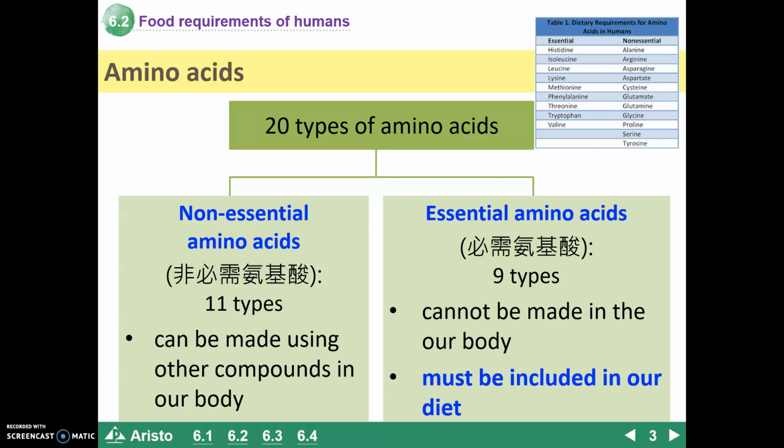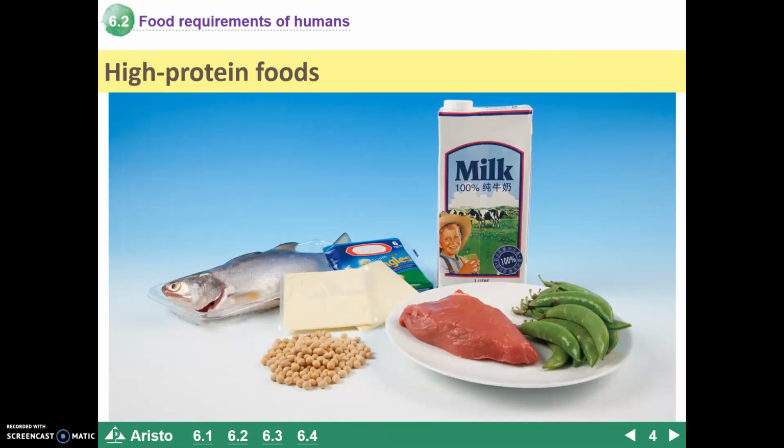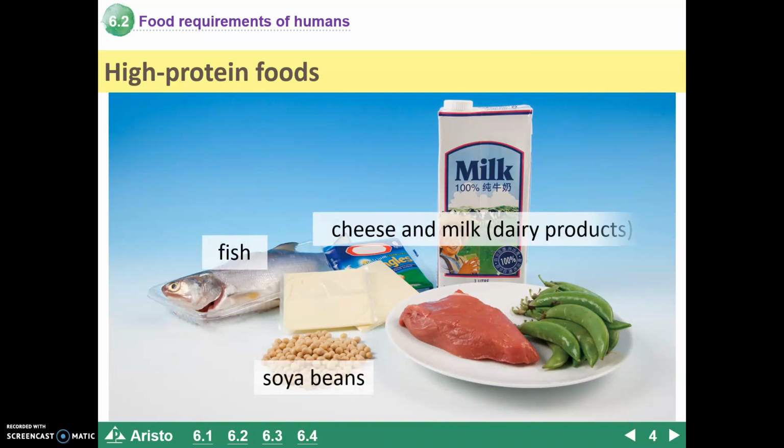These essential amino acids must be included in our diet. We cannot make leucine, we cannot make lysine by ourselves. We have to take them in from our diet, so they are more important amino acids. Foods rich in protein include fish, soya beans, dairy products like cheese, milk and yogurt, lean meats without fat, and peas.